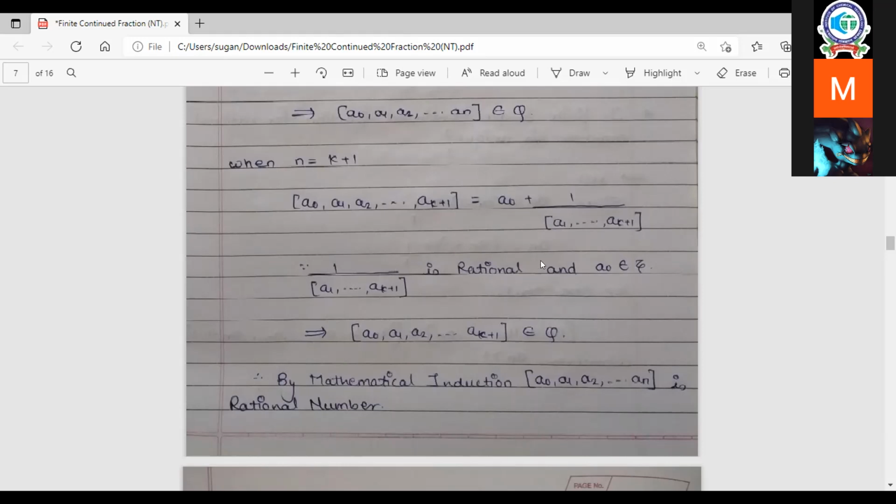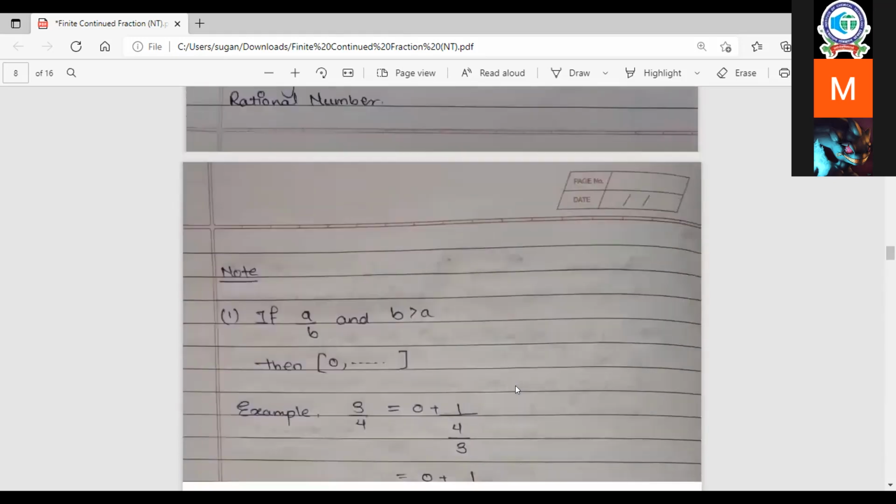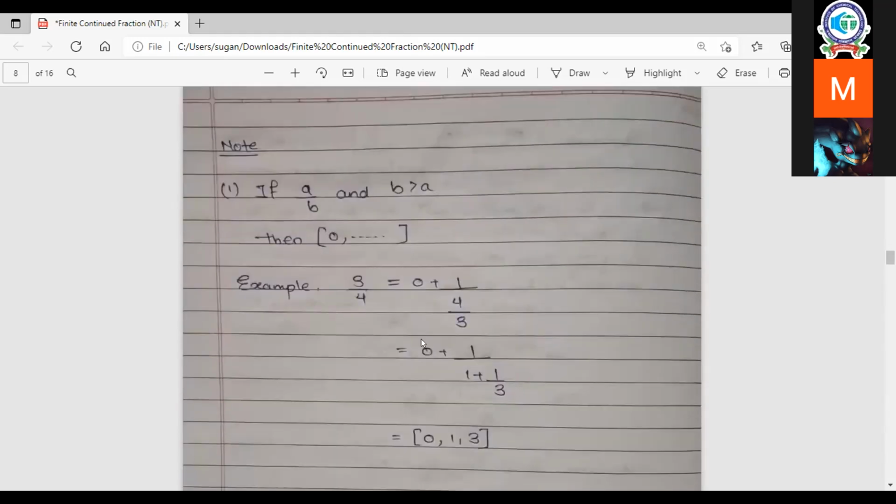So we can say that if one integer is added to a rational number, we get a rational number only. So by the mathematical induction method, we say that [a0; a1, a2, ..., an] is a rational number.